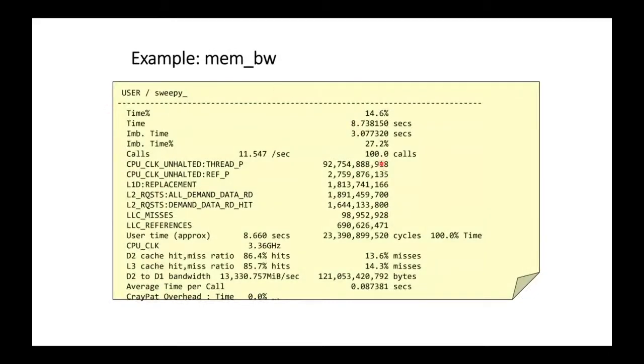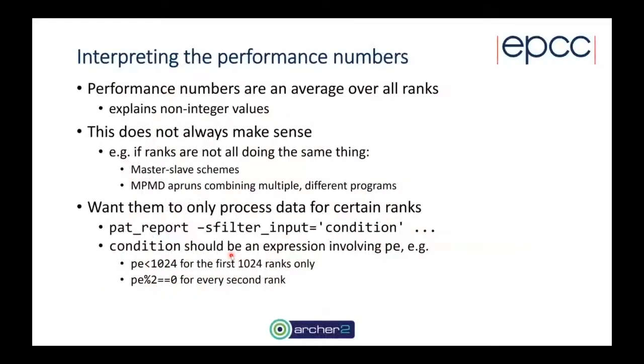And this is an example of the sort of memory bandwidth data you can get out from CrayPat, where we can see here that we've got some hardware that's running. There's this routine called Sweepy that's running here, where the L3 cache hit ratio is 85%, and the data to cache ratio is 86%. So we would suggest here that you're probably getting quite a low cache hit rate on your L2 cache here, and it probably needs some looking at data reuse and optimizing the data reuse.